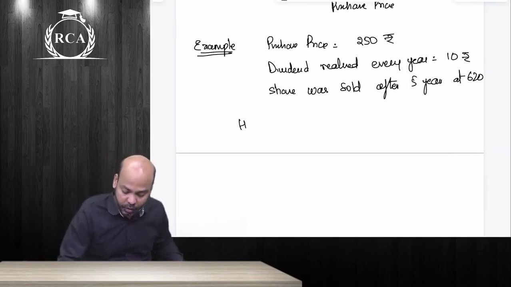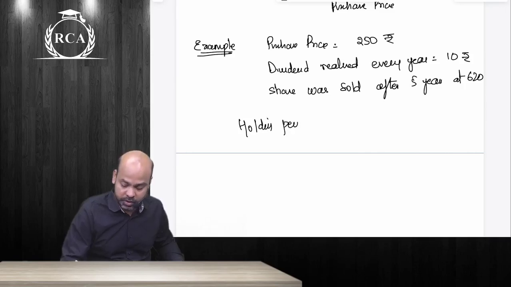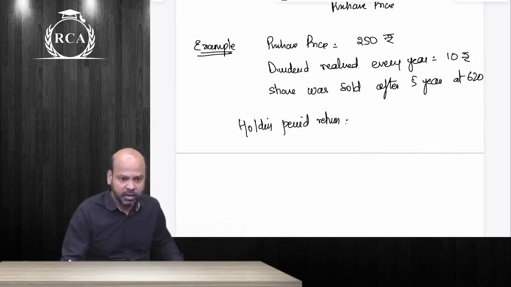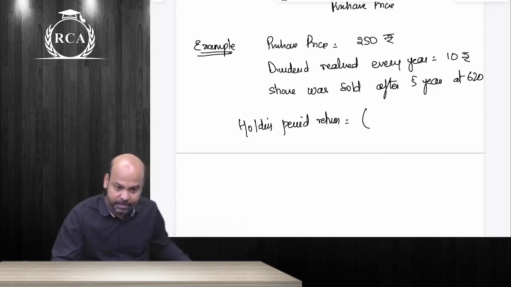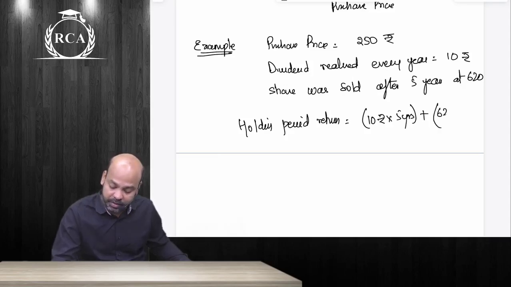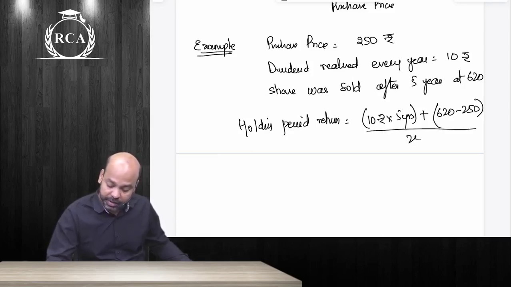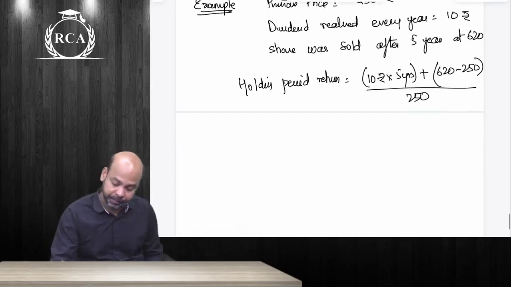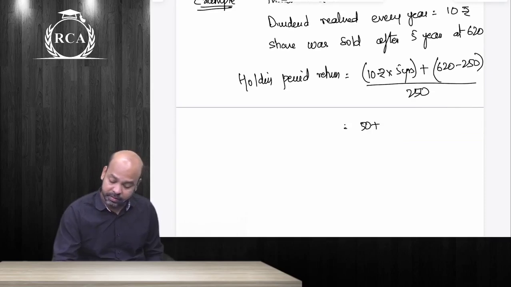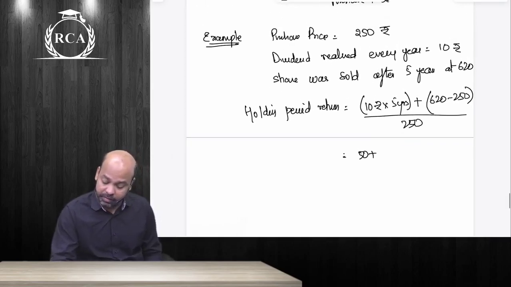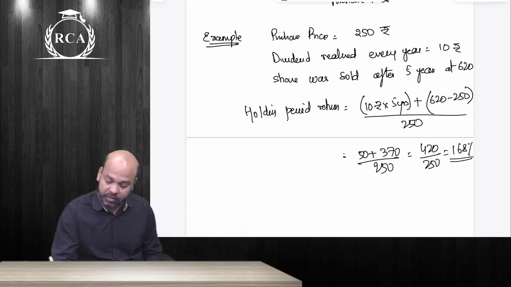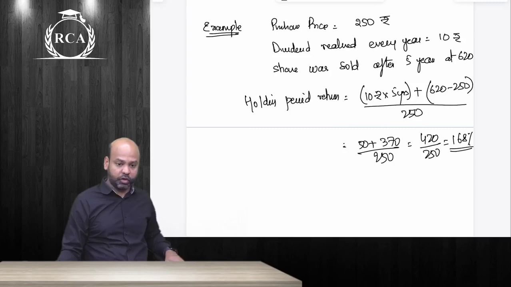Based on this, beta, what will be your holding period return? Vansh, kitna hai holding period return? You're realizing 10 rupees for 5 years, plus there's a capital appreciation, 620 minus 250. That is how much? 370 rupees divided by your purchase price, beta, is 270. Purchase price, beta, is 250. So 50 plus the 370 from above, 420 divided by 250, beta, it is 168%. Do not write per annum after that. It is not annualized return.